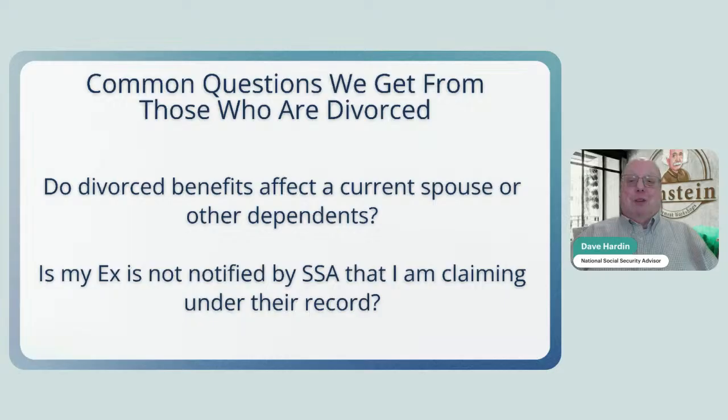All right. Common questions for those who get divorced. Do divorce benefits affect the current spouse or other dependents? I'm always amazed at how people are concerned. They don't want to affect their ex-spouse's benefits, or if they get benefits, is it going to reduce the other person's benefit? No, it doesn't. You could have two ex-spouses both receiving benefits. You could have a current spouse receiving benefits, and you could have children under the age of 18 or under the age of 26 that are going to full-time school, all receiving benefits.